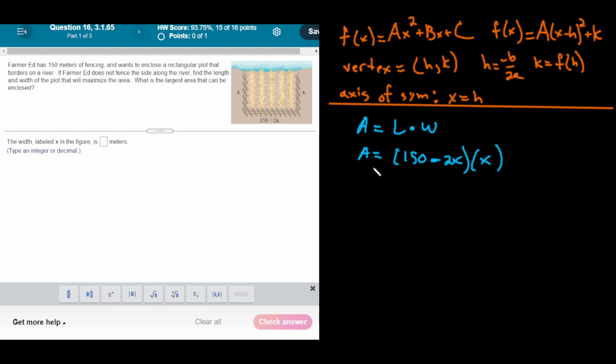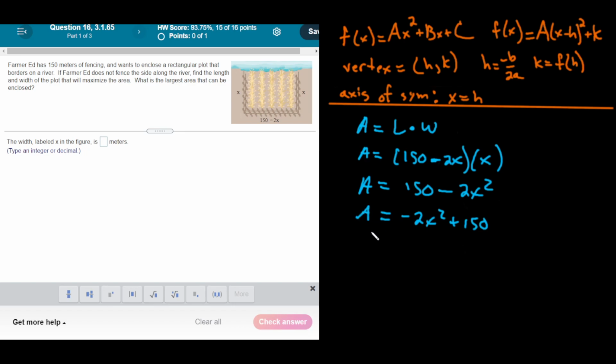So this is your area, and now we basically just multiply everything out. You could have done x times 150 minus 2x and say this is width times length. You can do that or not. It's up to you, as long as you multiply them. 150 times x is 150x. Minus 2x times x is negative 2x squared. And look, we have a nice little quadratic, all because our highest term is x squared. Let's rearrange this: negative 2x squared plus 150x. And this is the area.